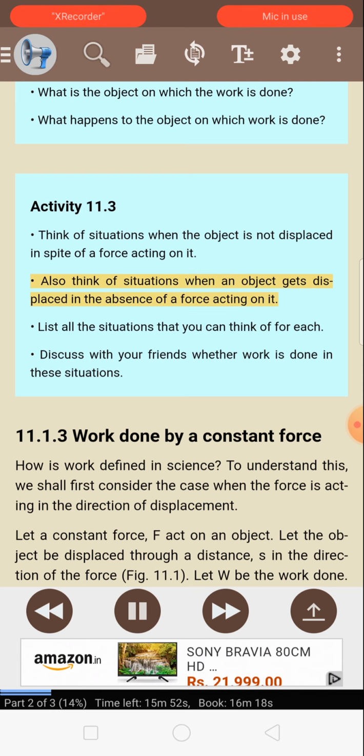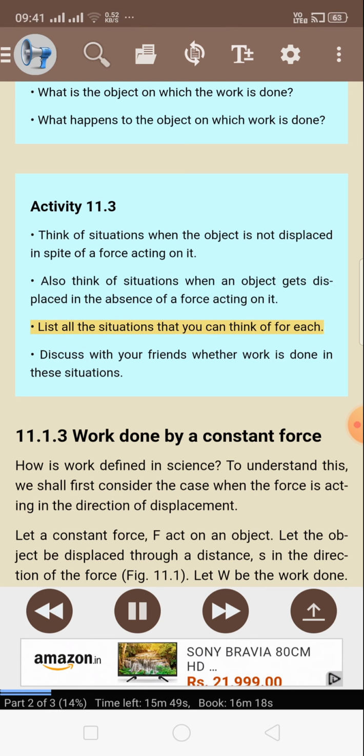Also think of situations when an object gets displaced in the absence of a force acting on it. List all the situations that you can think of for each. Discuss with your friends whether work is done in these situations.